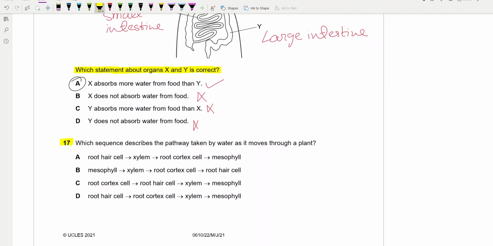Question number 17. Which sequence describes the pathway taken by water as it moves through a plant? So it goes from root hair cell to root cortex cell, then to xylem, and then to mesophyll. So the correct option would be option D.